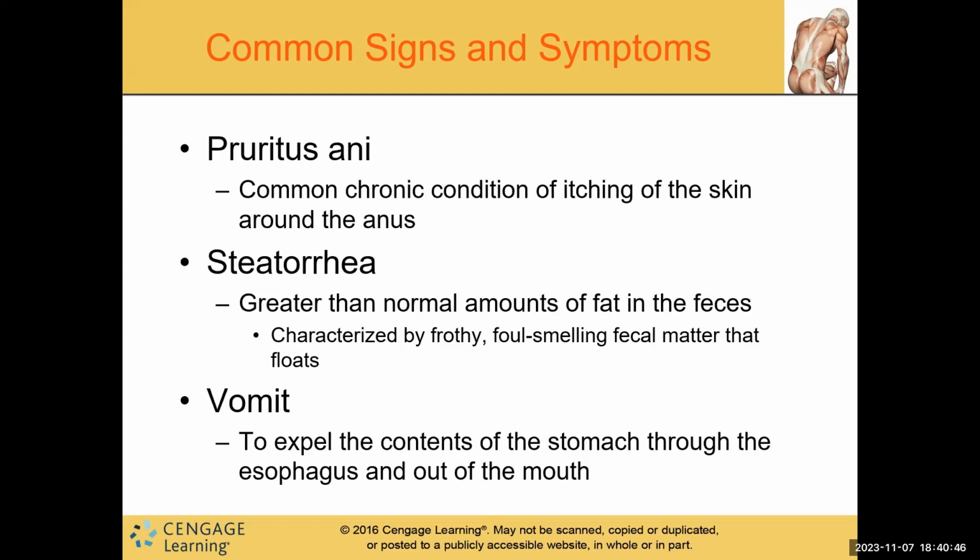Pruritus ani is a common chronic condition of itching of the skin around the anus. Steatorrhea is abnormal amounts of fats in the feces, characterized by frothy, foul-smelling fecal matter that floats. That has to do with too much fat in the feces. It means your body may not be digesting fat the way it should. And then vomit, of course, is when the chyme is expelled from the stomach.